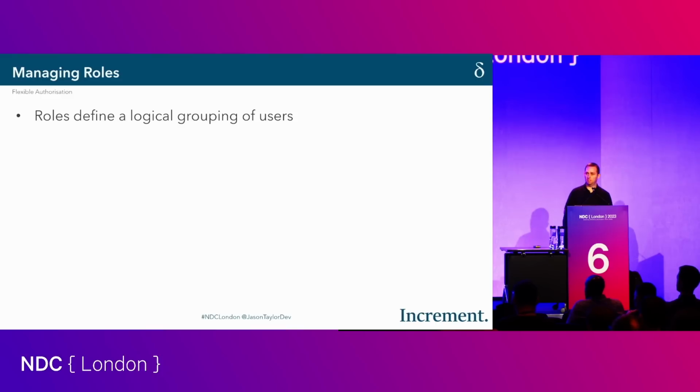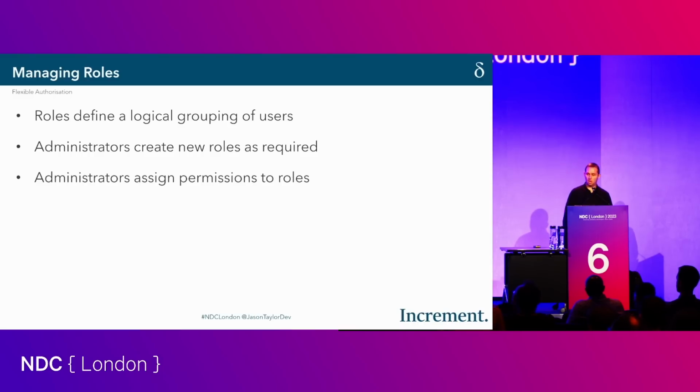We also need to manage roles. We know that roles define a logical grouping of users, and that administrators can create the new roles as required. They can assign permissions to the roles, and we need to take note that from this point forward, role-based authorization in our code should be avoided. We're taking those names, those magic strings, the roles, out of the application so that our code base is shielded from those organizational changes.